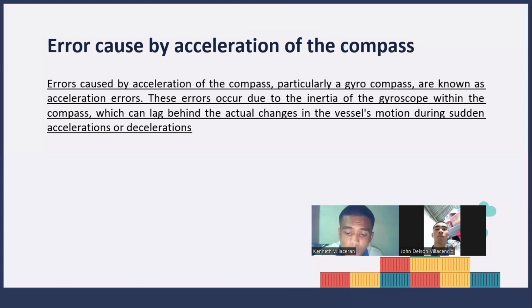Acceleration error is temporary and disappears once the compass returns to a steady state. It's most significant during rapid acceleration or deceleration. Understanding and anticipating this error is crucial for accurate navigation, especially in aircraft and marine vessels. By employing appropriate techniques and utilizing alternative navigation systems, the impact of acceleration error can be significantly mitigated.